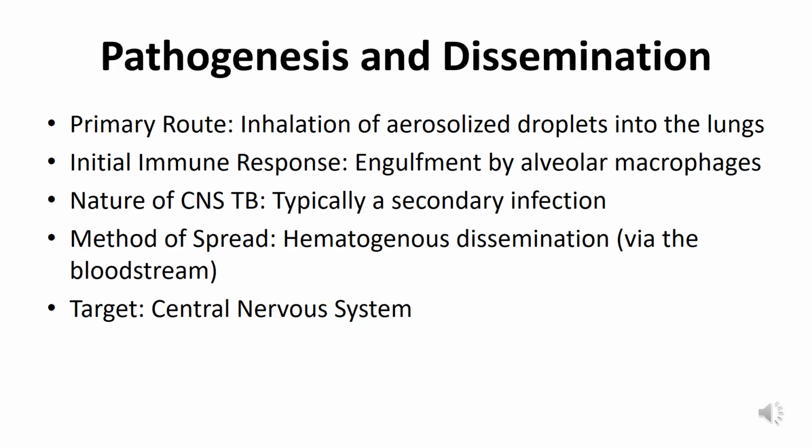In summary, tuberculosis begins with inhalation of aerosolized droplets into the lungs. The bacteria are engulfed by alveolar macrophages but may survive and persist. Through hematogenous dissemination, the organisms can spread via the bloodstream to distant organs. CNS tuberculosis typically develops as a secondary infection when Mycobacterium tuberculosis reaches and establishes infection within the central nervous system.